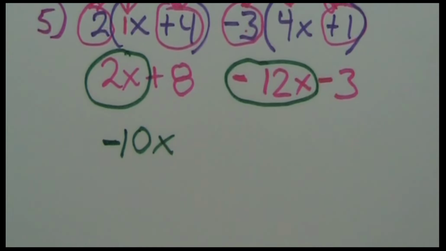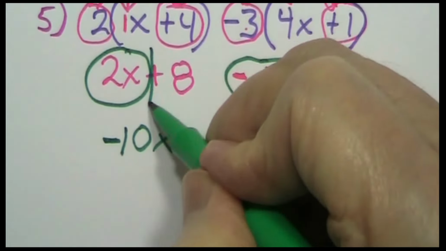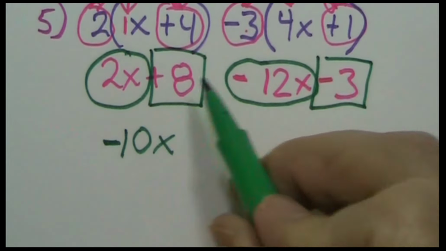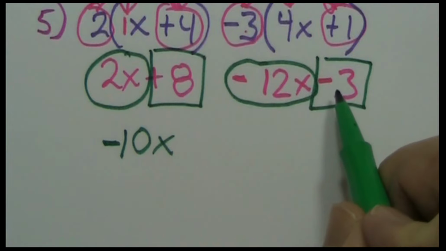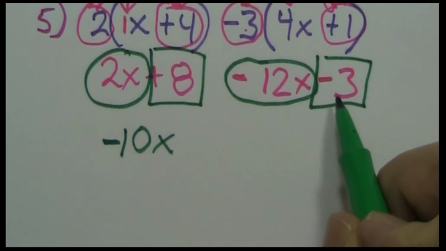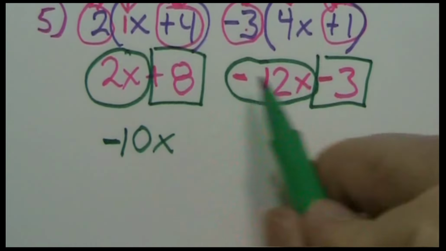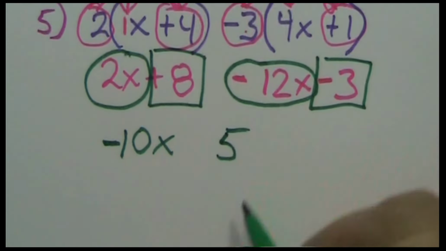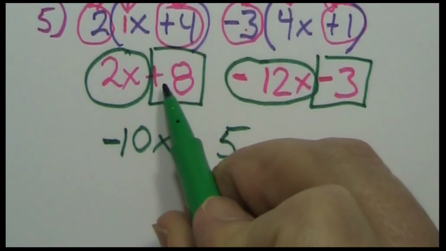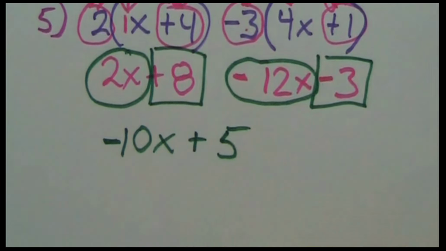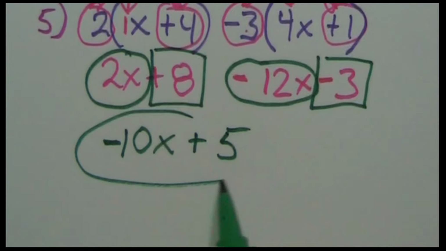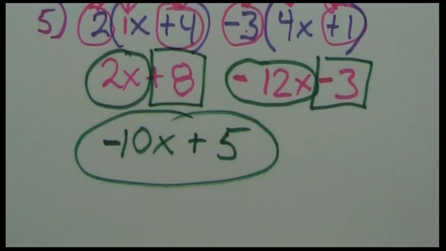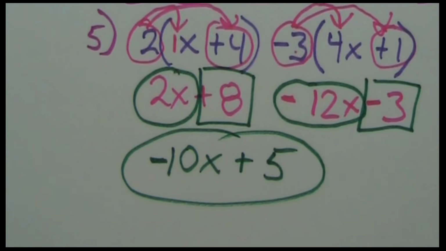All right, now I'm going to do the constants. I have a positive 8 and a minus 3. Minus 3 and negative 3, treat them the same. Well, they're different signs, so subtract. 8 take away 3 is 5, and there's more positive. So it's plus 5. And that is your answer. That's all we can do for this. That is simplified.